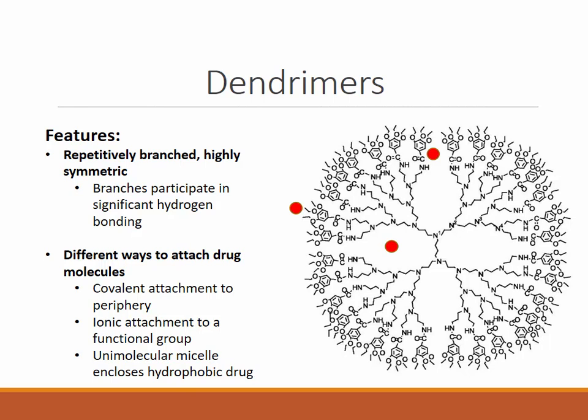Another way that you could do it is an ionic attachment to a functional group. And the third way is, if your drug is very hydrophobic, maybe you want to encapsulate it as a unimolecular micelle, enclosing that hydrophobic drug, protecting it from the aqueous environment. So let's take a look at how dendrimers specifically helped HIV patients.